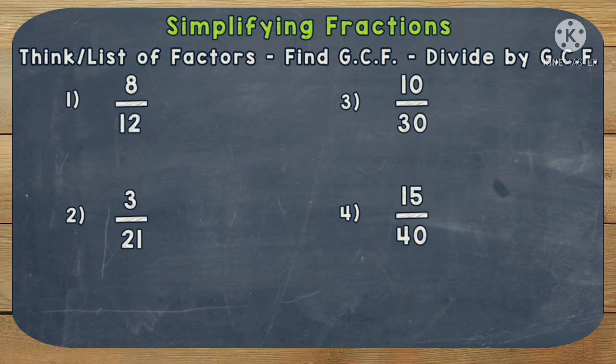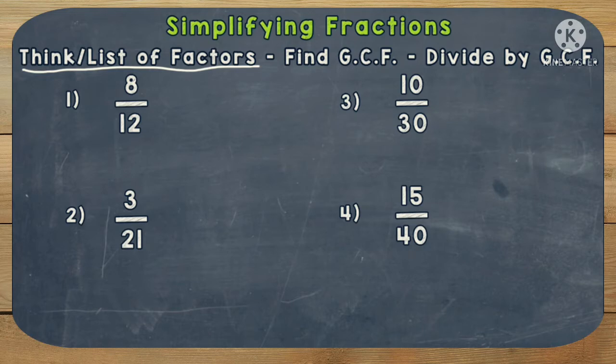So for number 1 here, we have 8/12, and we want to break that fraction down to its simplest form. So our first step, we need to think of and list all the factors for 8 and 12. And factors are the numbers that can multiply to get us 8 and multiply to get us 12.